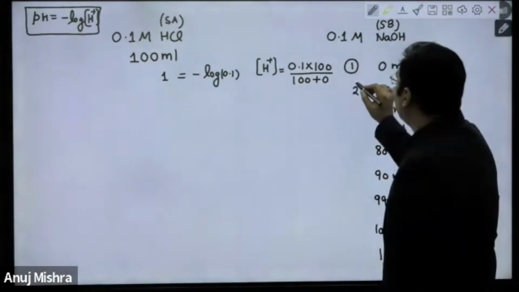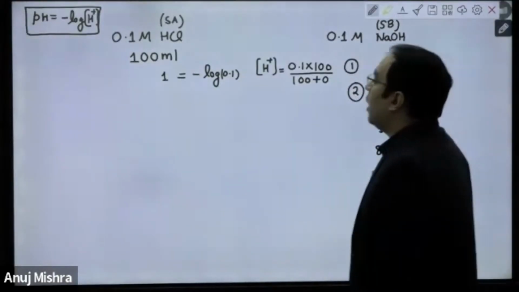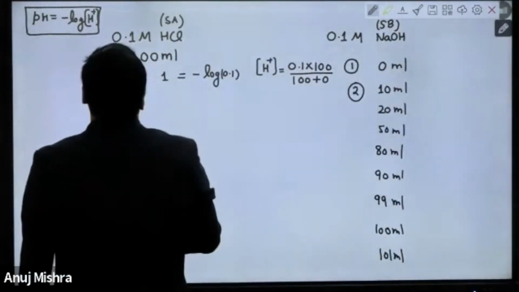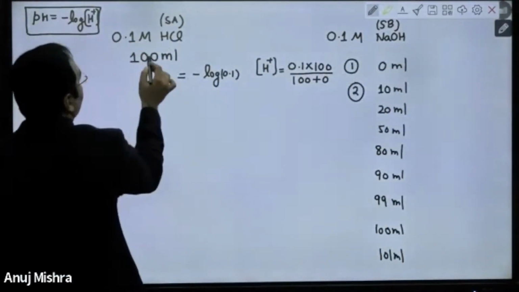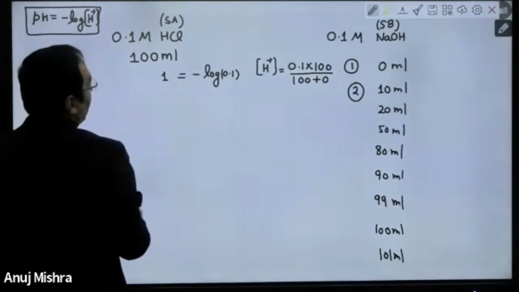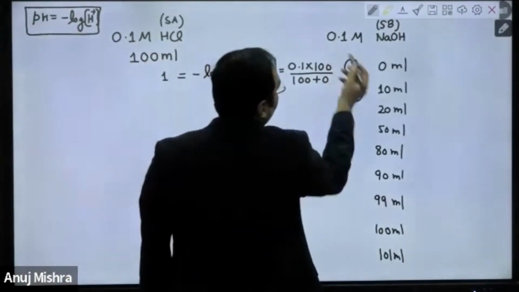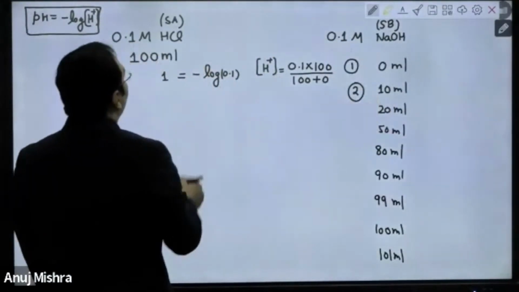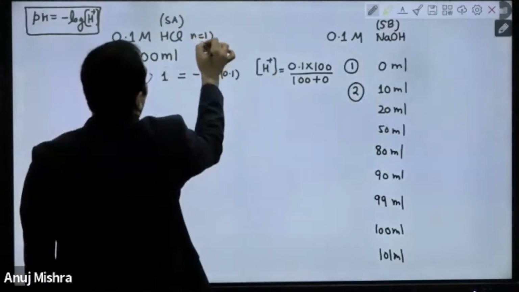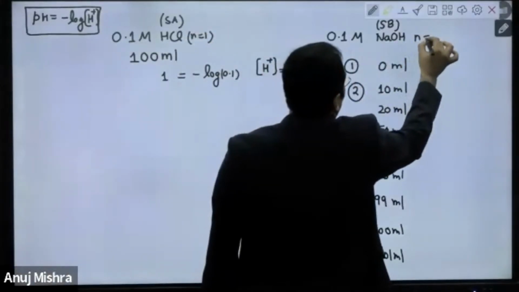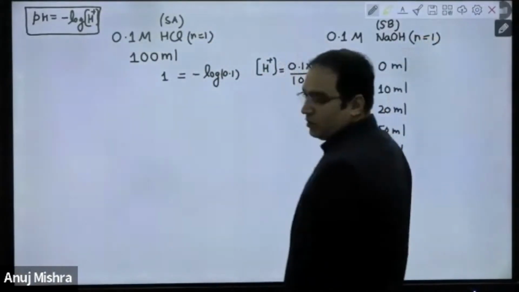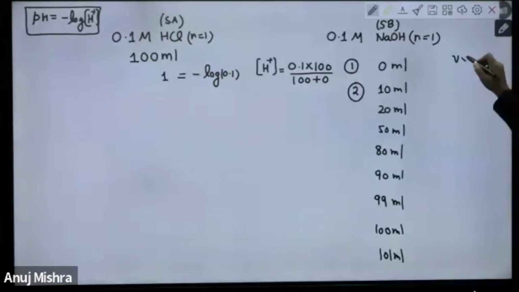When you have 10 ml, what will happen now? Tell me please. How many MEQs of HCl are given? You'll say MEQs of HCl are 0.1 into 100, right? Okay. How many MEQs of NaOH will be there? 0.1 into 10. Remember, its N factor is 1 and its N factor is also 1. Niharika, is it clear? Yes, sir. Okay. Volume into molarity into N factor equals.